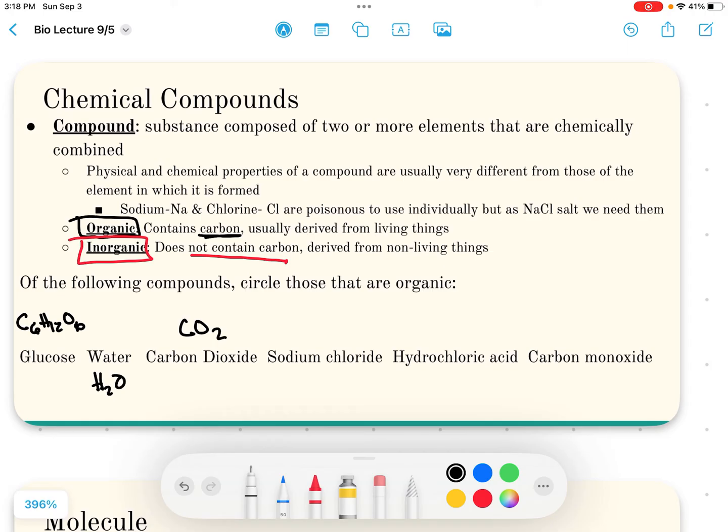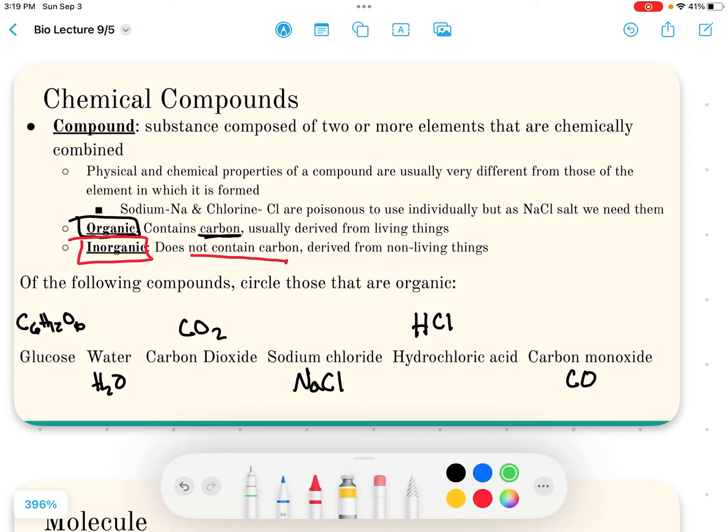We have sodium chloride, which we just talked about, is NaCl. We have hydrochloric acid, which is HCl. And then we have carbon monoxide, which is CO. So carbon and oxygen. So we got to go through and figure out which of the following are organic. And again, for anything to be considered organic, it has to have carbon in it.